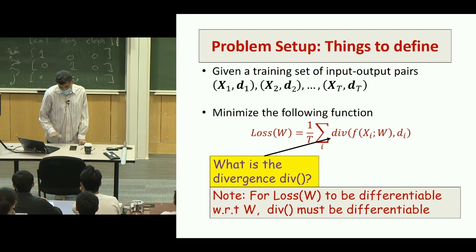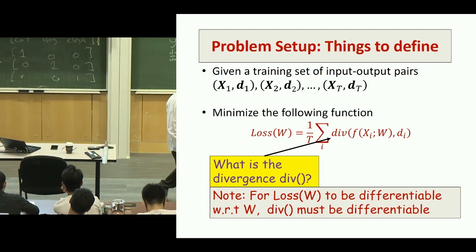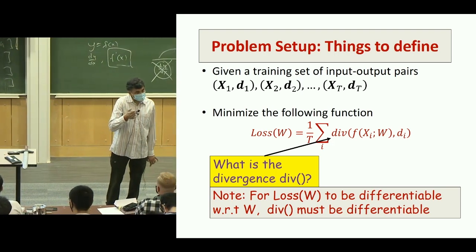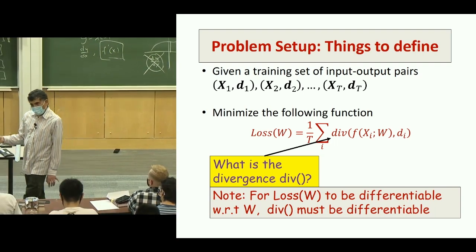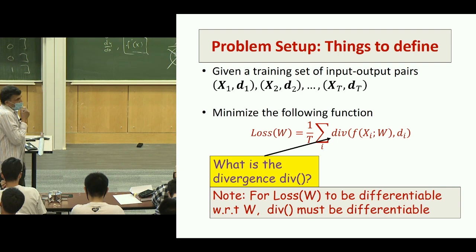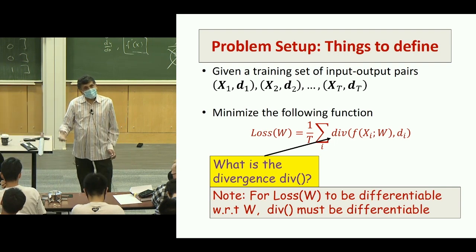And so remember, we want the loss to be differentiable, right? For the loss to be differentiable, the loss depends on this divergence function. The loss depends on the function f, which is the network, which in turn depends on the activation functions inside the network. So for the loss to be differentiable, all of these have to be differentiable, which means you need a differentiable divergence function.